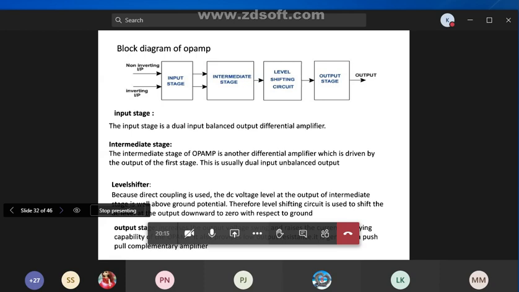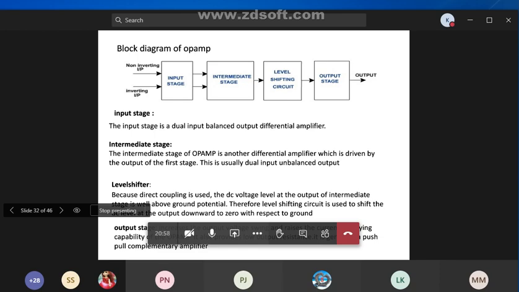If you see the block diagram of op amp, the first stage is the input stage and the second stage is the intermediate stage. It is a cascaded differential amplifier stage. The first stage is a differential amplifier, right? Here we are using a dual input balanced output differential amplifier in the first stage. In the next stage we are using the cascaded differential amplifier stage, and the third one is the level shifting stage, and the fourth, last one is the output stage. In the level shifting stage, we are using the emitter follower with voltage divider circuit, to bring the DC level to 0 level.